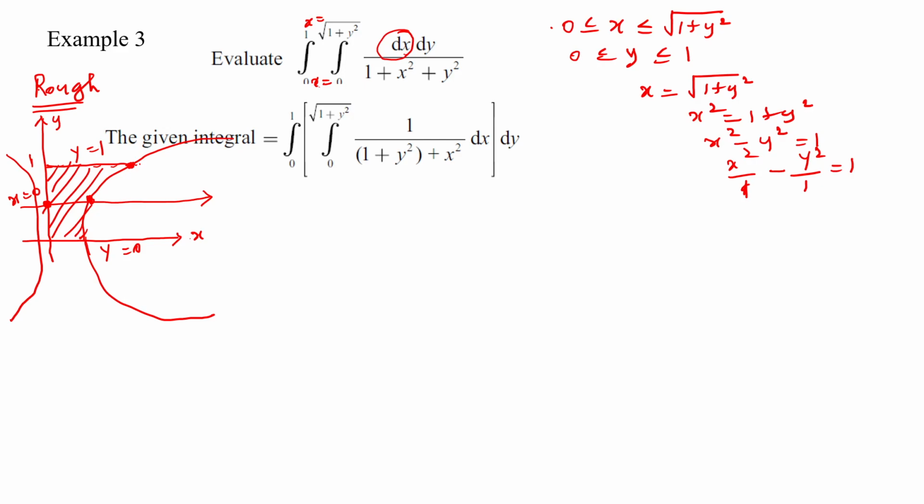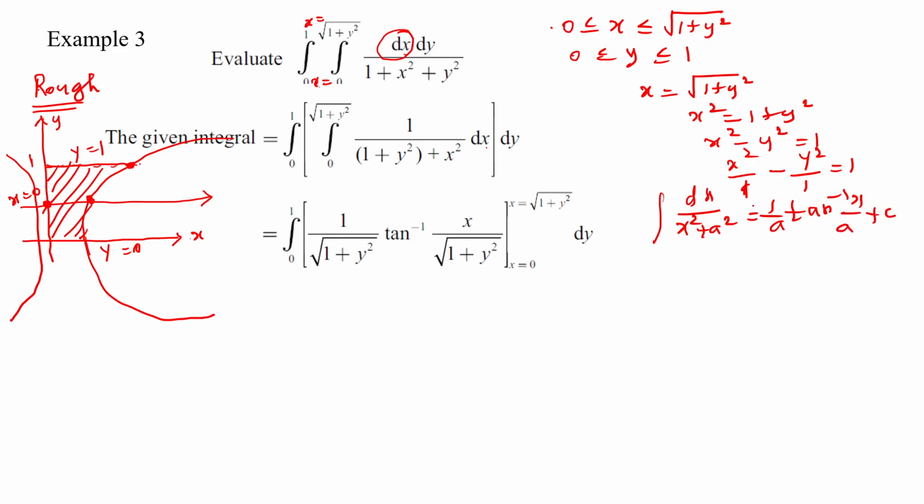Evaluation: the given integral is 0 to 1, 0 to root of 1 plus y square, 1 divided by x square plus a square. It is in the format of x square plus a square. When you are integrating with respect to x, keeping y as a constant. So integral over dx divided by x square plus a square formula is 1 by a tan inverse of x by a plus c. It is a formula.